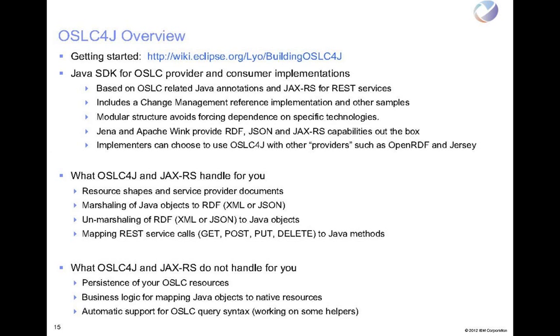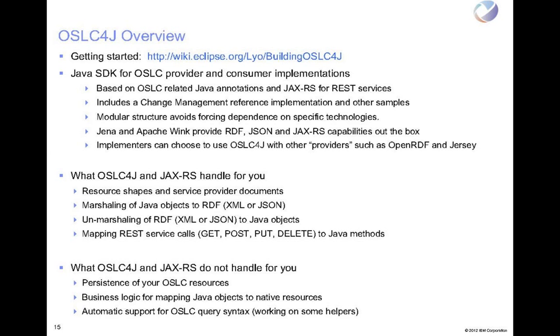So the core concept of OSLC for J is that you provide plain old Java objects to represent your OSLC resources, something like a change request. You provide a plain Java object that represents a change request, and then you annotate it with some OSLC annotations that I'm going to show you in a bit. And from those annotations, OSLC for J can create additional OSLC artifacts such as resource shapes and service provider documents, as well as help you marshal and unmarshal those Java objects to RDF. And I'll go through some examples of that here in a bit.